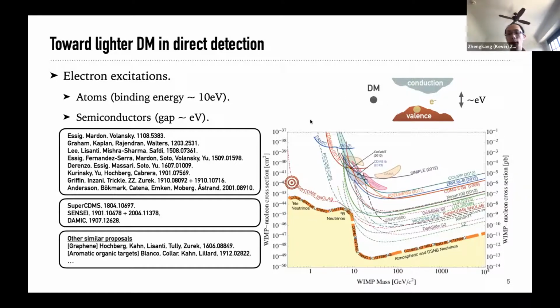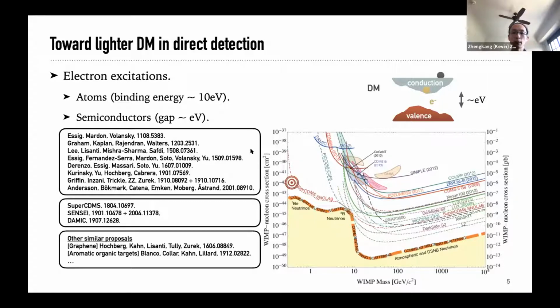So here, basically, instead of talking about individual atomic energy levels, we have to look at the crystal as a whole, where the electrons form band structures, and there are valence bands that are filled or occupied in the ground state. And there's a band gap, which is typically of order electron volts, and above that, there are conduction bands, which are empty. So when the dark matter comes in, by depositing of order electron volts of energy, you can trigger a transition of an electron from a valence state to a conduction state. And then we can try to detect the associated ionization or scintillation signals.